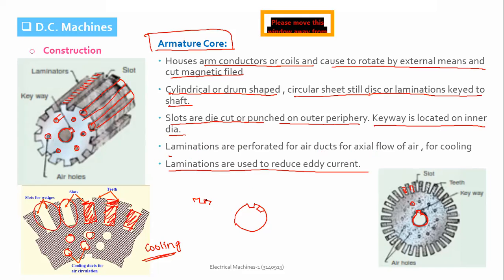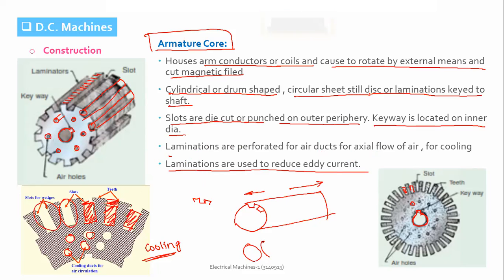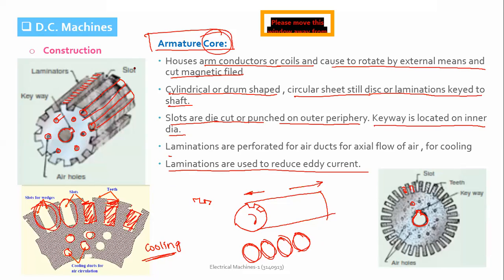The core is made up of thin laminations to reduce the eddy current loss. As I have said, consider the cross-sectional area of the core. If I use a solid cylindrical drum, versus thin laminations with slots at the outer periphery stamped together with insulation in between, the resistance of each lamination will be quite higher, and that will reduce the eddy current generated in the armature core.